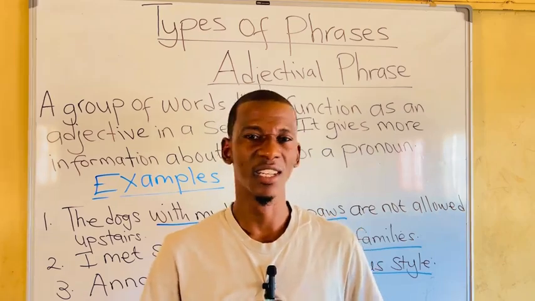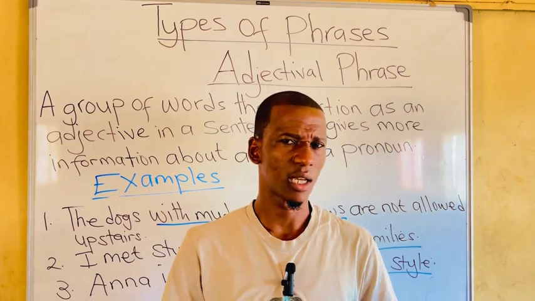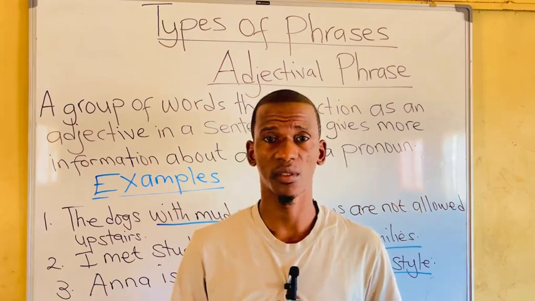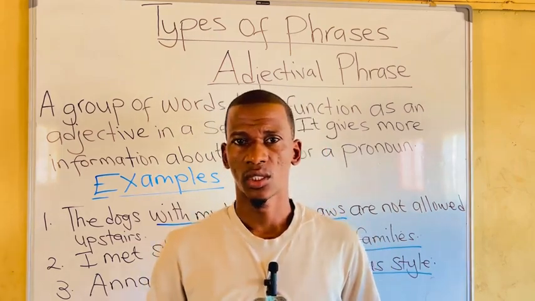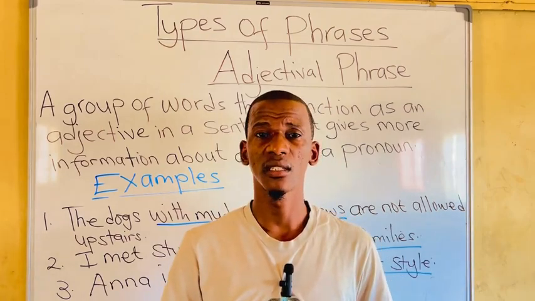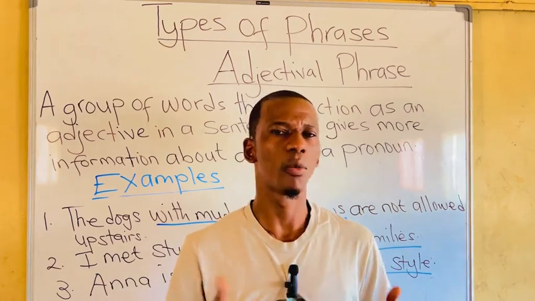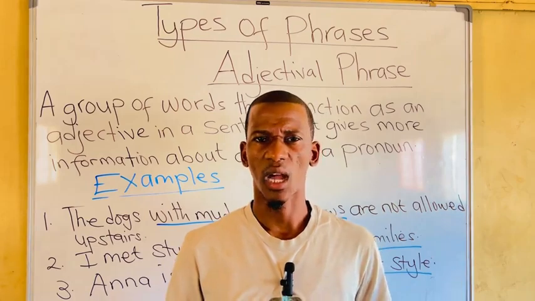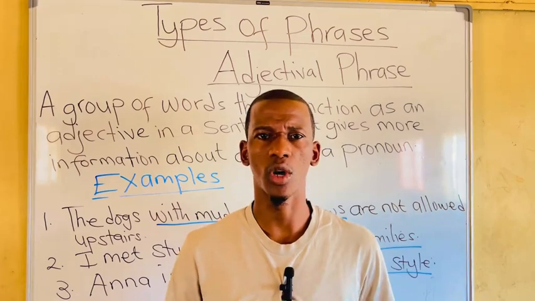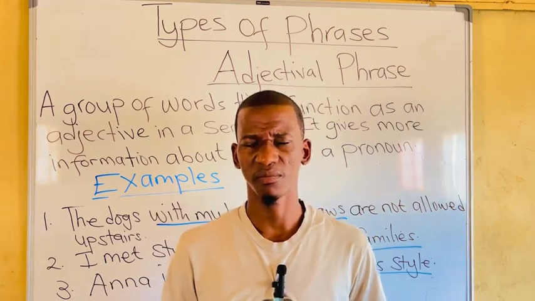Remember, our teachers taught us adjectives. And what did they tell us about adjectives? Now the question is, what are adjectives? So basically, an adjective in a sentence tells us more about nouns or pronouns. An adjective in a sentence describes or qualifies a noun or a pronoun. That is what an adjective does in a sentence.